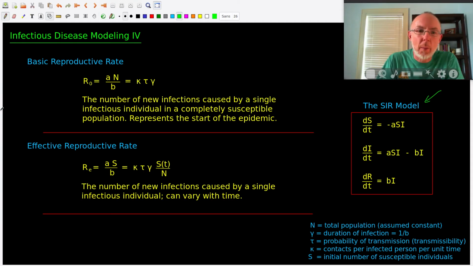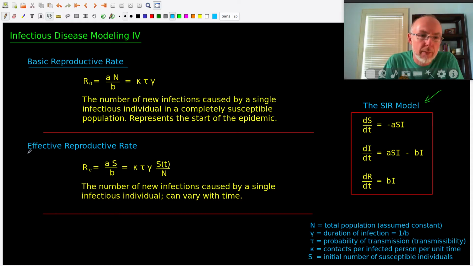Hey folks, welcome back. We're going to continue our discussion of infectious disease models, and we've been talking about the SIR model for a few days now. In the last video, we introduced two important parameters, the basic reproductive rate and the effective reproductive rate.